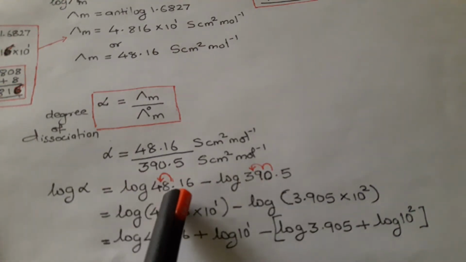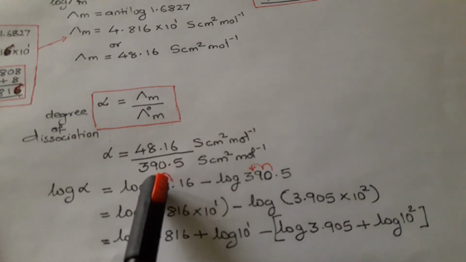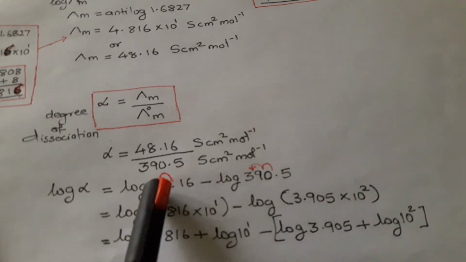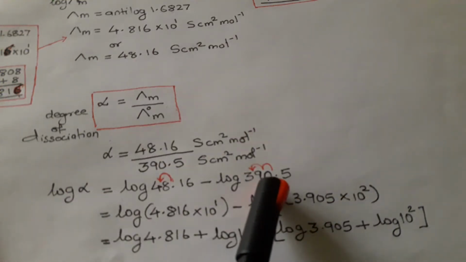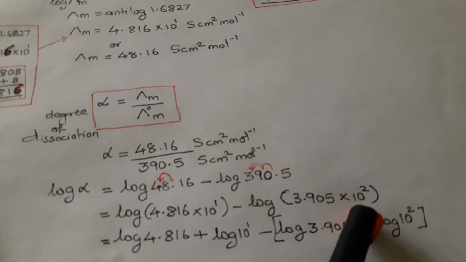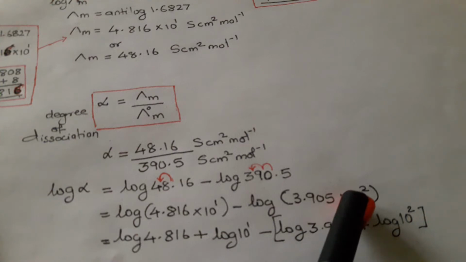Next, we need to convert them into simple logs. So here we have to shift the decimal to the left. Now here we are shifting one digit, so we are writing into 10 raised to 1 since it is left. Now here we have to shift the decimal 2 places to the left, so we write into 10 raised to 2.